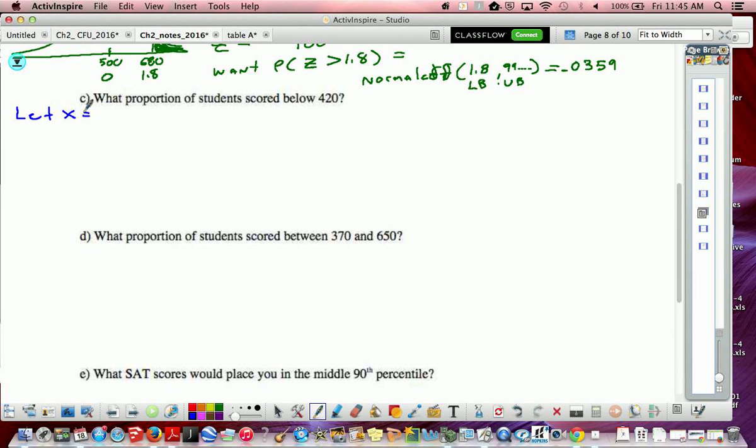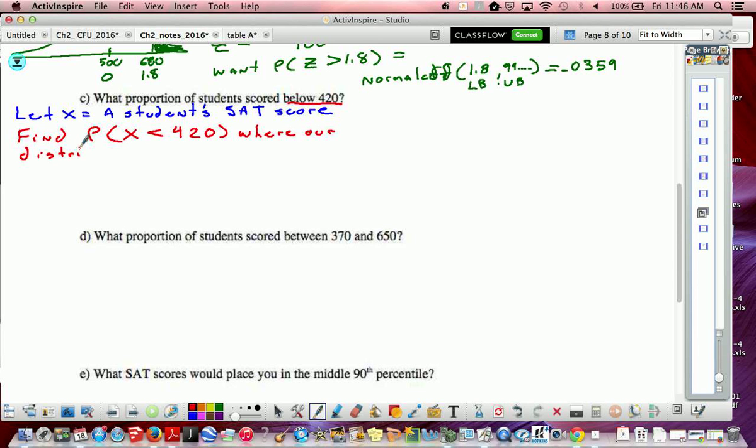I'm gonna let X equal a student's SAT score. On this one, I want to find scores that are below 420. So I want to find the proportion of X that's less than 420, where our distribution is normal with a mean of 500 and a standard deviation of 100.